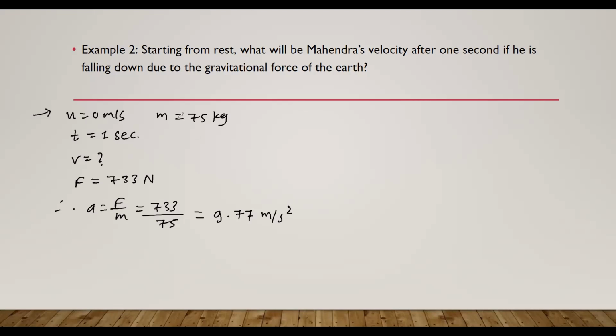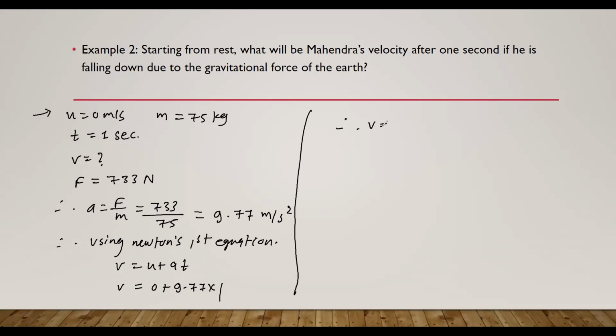Now, let's find out the final velocity. So you can use the first equation. Using Newton's first equation, that is V is equal to U plus AT, where U is 0 plus A is 9.77 into T is 1. Okay. So simply you will get V is equal to 9.77 meter per second. Okay. So yeah, it's a simple equation. And this is actually 1.83 times into 10 raised to 9 times more than Mahendra's velocity.